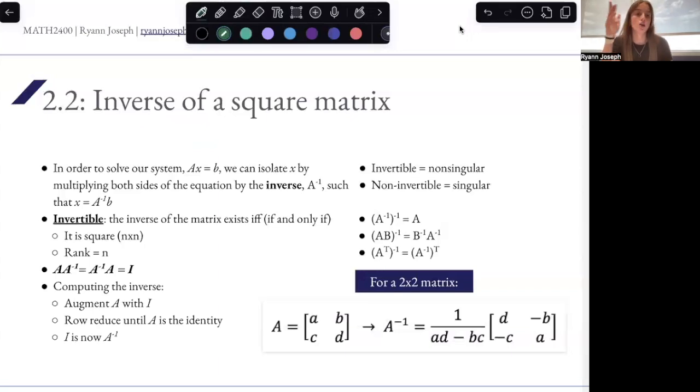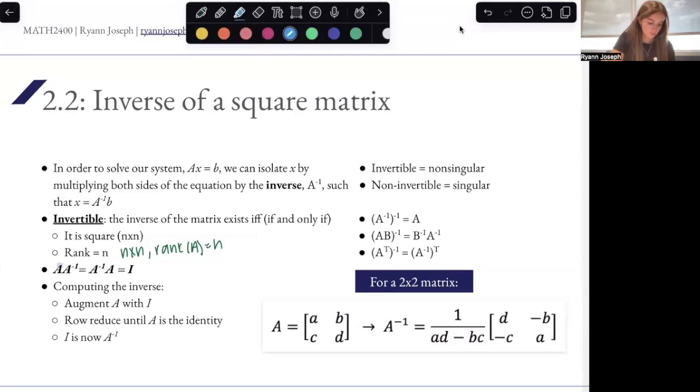Again, like I said, not all square matrices have inverses. So the property of having an inverse is called invertibility. The inverse of a matrix exists if and only if the matrix is square, like we said, and it has full rank. So if it's an n by n and the rank is n, we consider that matrix to have full rank, and it will be invertible. If the rank is less than n for a square matrix, it will not have an inverse. We cannot solve for the inverse of the matrix.